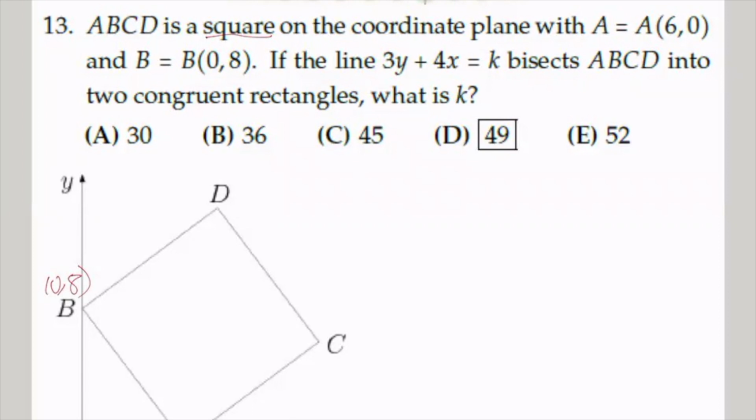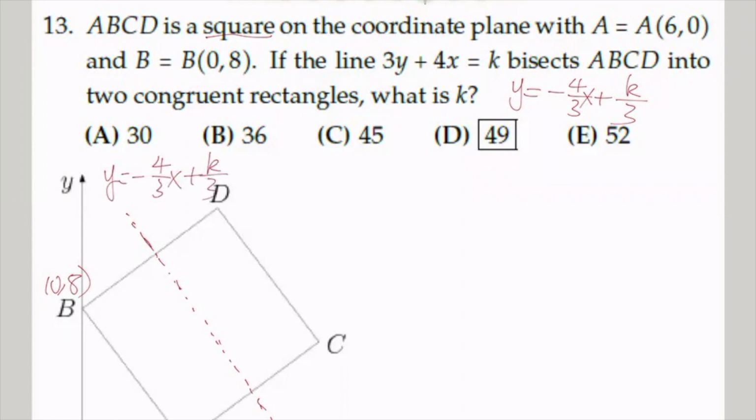For this line, a lot of the time it's easier if we rewrite it into the format of slope and intercept. Now you notice that the slope is the same as AB, which is also the same as CD, so they're parallel with each other, right? We want to find the one that bisects ABCD such that you have 2 congruent rectangles. Thus, this line is y equals negative 4 over 3 x plus k over 3.